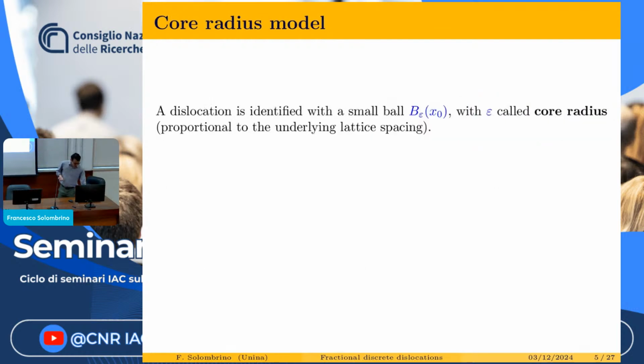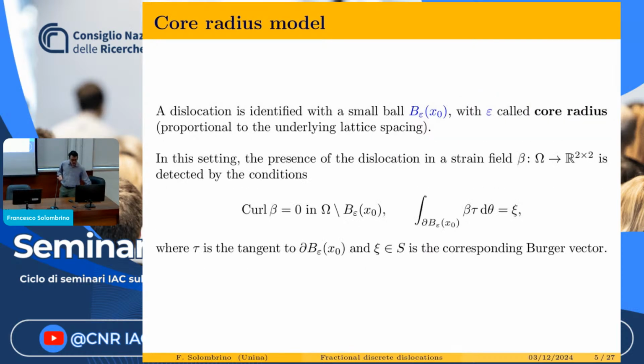So what was the idea which has been introduced in the mathematical literature during the last 20 years? It is a very natural one. You are going to accumulate an infinite amount of energy close to your dislocation core, so cut it out. So introduce a so-called core radius.